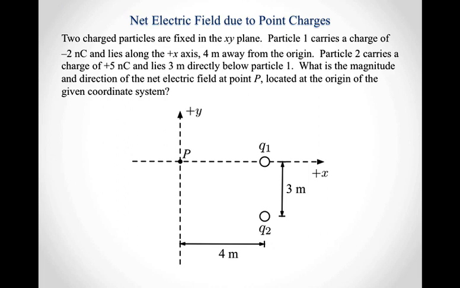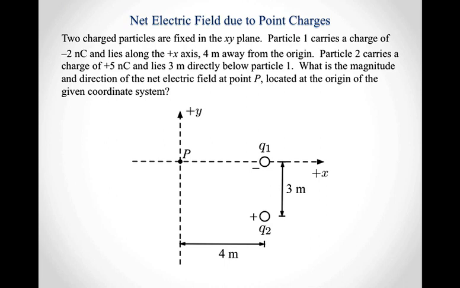What's the magnitude and direction of the net electric field at point P, which is located at the origin of the given coordinate system? So we're interested in the net electric field created at the origin due to these two source charges. The first thing we're going to do is label the signs of these, to make sure that we keep that clear as we're setting up our work. The first particle is negatively charged. The second particle is positively charged. So we'll draw that onto our picture.